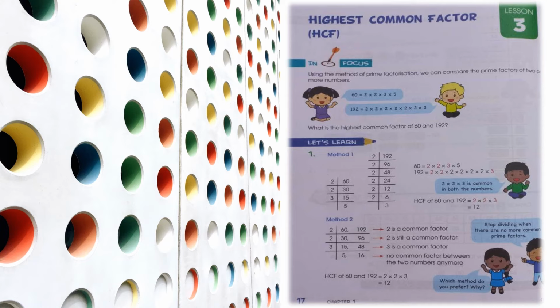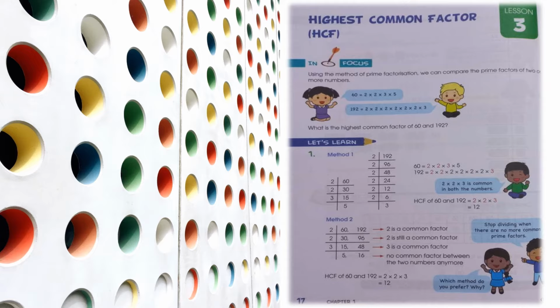Hello student, in this video, we are going to discuss the topic and solve the question for highest common factor. What basically is the highest common factor? Highest common factor is the product of the prime factors of two or more numbers, which are common between the two numbers. Let's say we have the numbers 60 and 192.